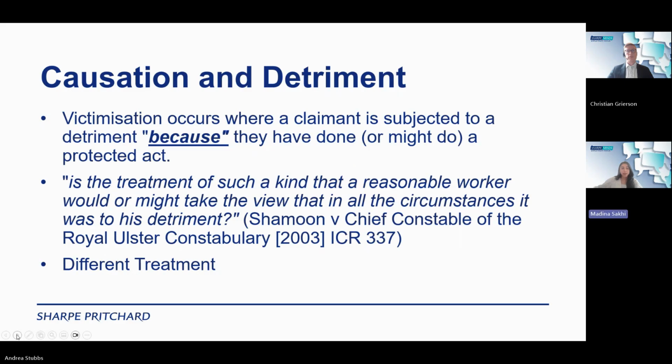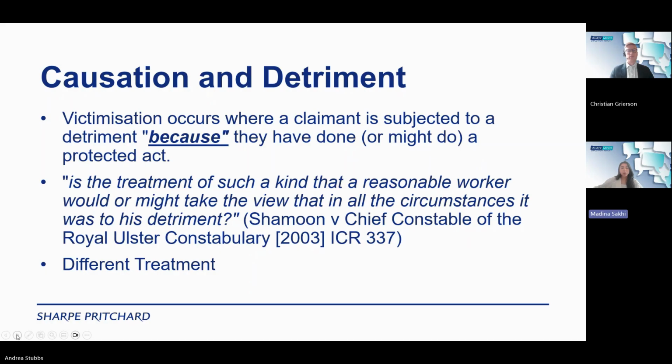So moving on to detriment. To prove victimization, it's not enough to just show that a protected act took place. The person must also have suffered a detriment as a result. So the key question the tribunal asks here is, is the treatment of such a kind that a reasonable worker would or may take the view that in all the circumstances it was to their detriment? And this is an objective test.